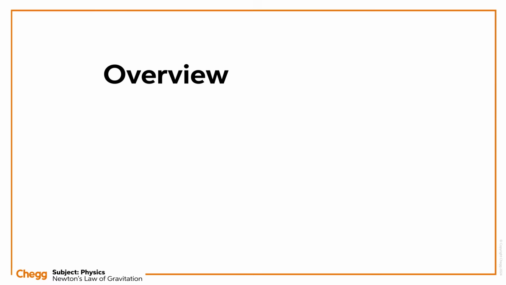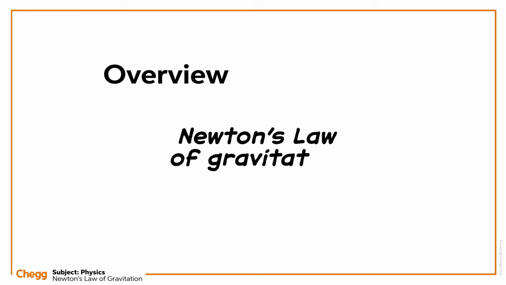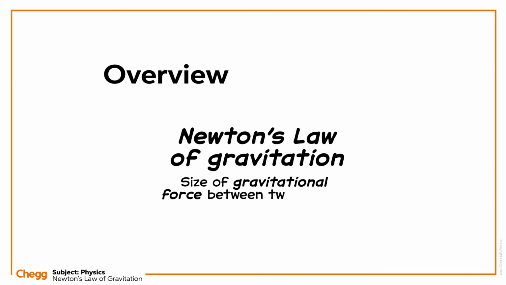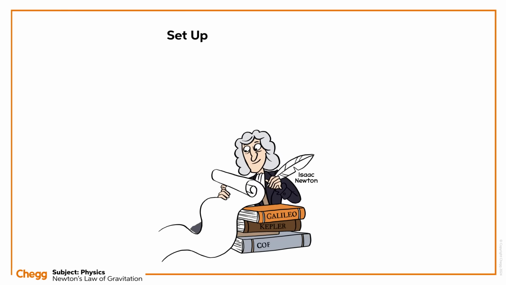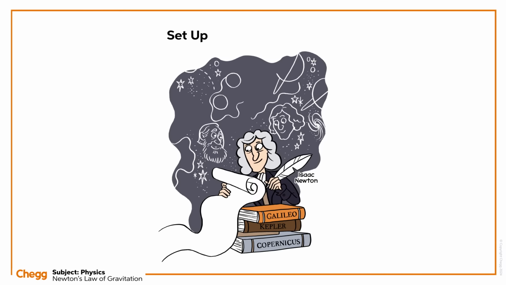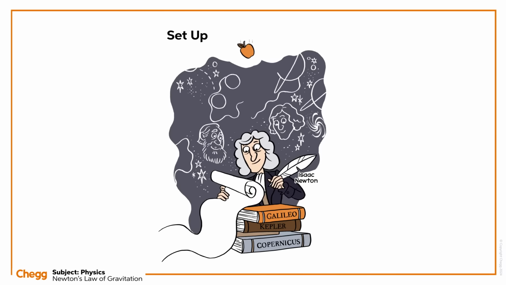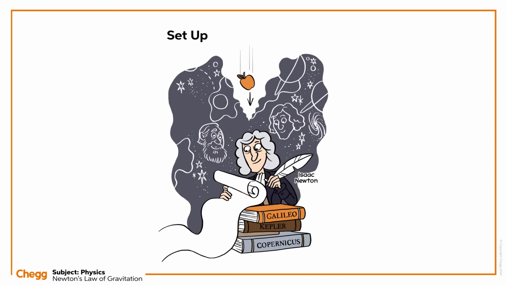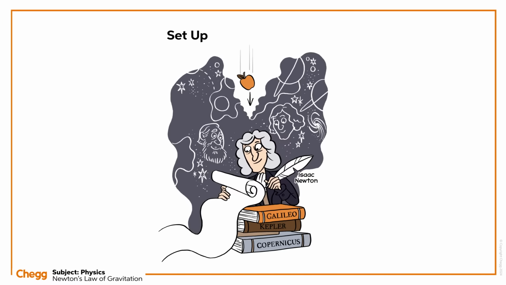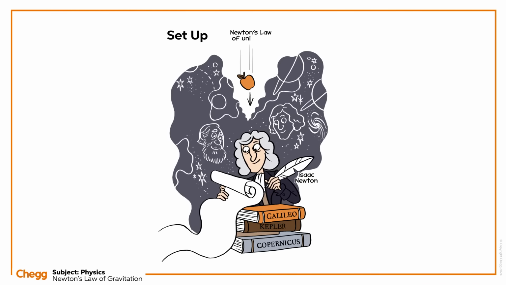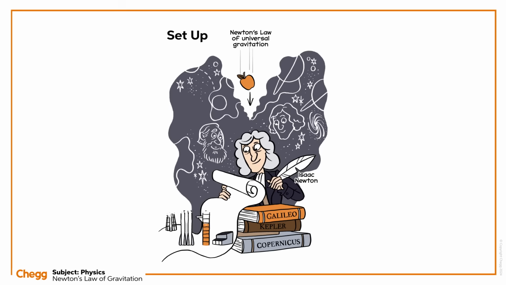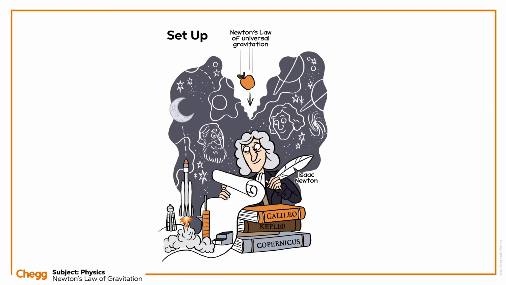In this video, we'll discuss Newton's law of gravitation and how to calculate the size of gravitational force between two masses. Newton spent much time studying data collected from the astronomers who preceded him. Between that and an apple hitting him on the head, as the rumour goes, he came to a simple but influential conclusion. Now known as Newton's law of universal gravitation, it's a simple formula that has taken astronauts to the moon and back.